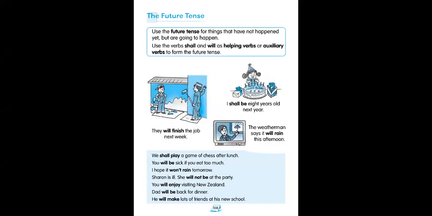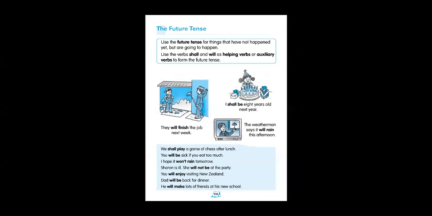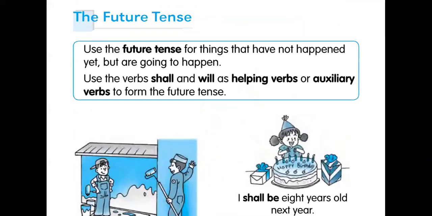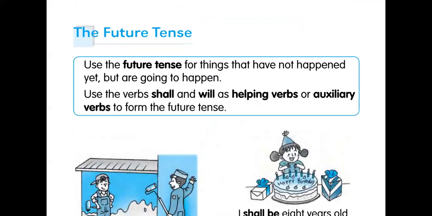Are you ready now? We are going to dive into the future tense. Yes, let's start. So what is future tense? As all of you may know, future tense is what has not happened, which will happen. Past tense is something that has already happened. Present tense is something which is happening, and future tense is something which has not happened but will happen.